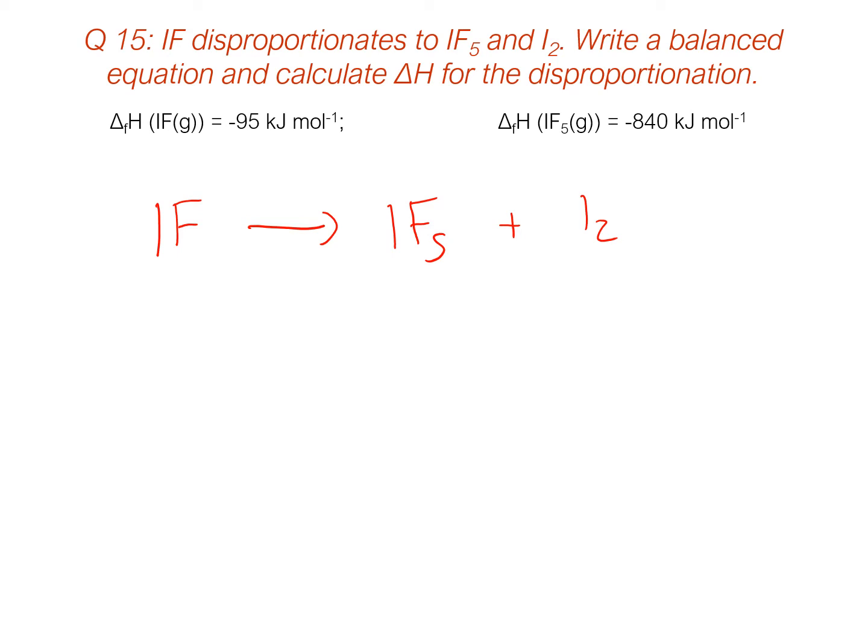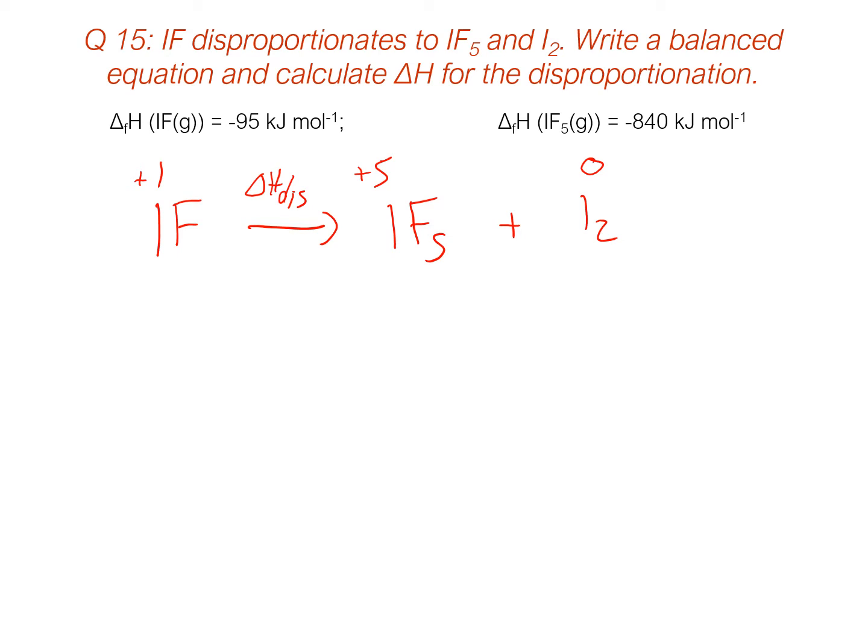So the oxidation state of iodine in IF is +1, and then it goes to make IF5, which is +5, higher oxidation state, and I2, which is 0, as all elements in the free element state are, which is a lower oxidation state. So it's a disproportionation reaction, and the enthalpy change of disproportionation here is what we're looking at. So first we need to balance it.